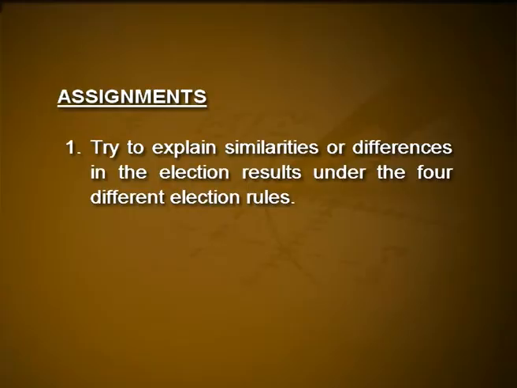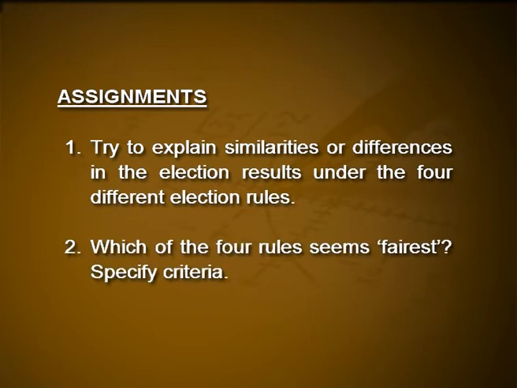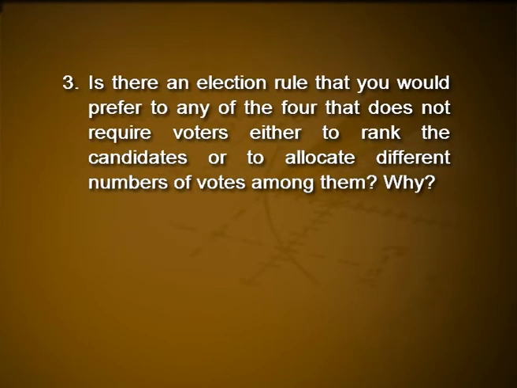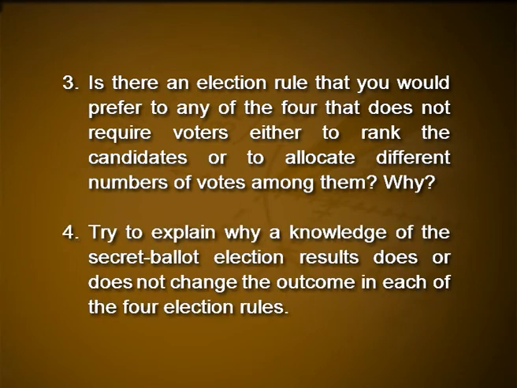For further understanding of the topic, try out these exercise problems. First one, try to explain similarities or differences in the election results under the 4 different election rules. Second one, which of the 4 rules seems fairest? Specify criteria. Third one, is there an election rule that you would prefer to any of the 4 that does not require voters either to rank the candidates or to allocate different numbers of votes among them? Why? Fourth one, try to explain why a knowledge of the secret ballot election results does or does not change the outcome in each of the 4 election rules.